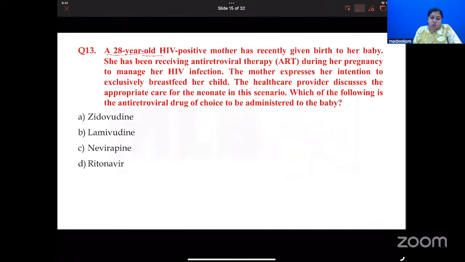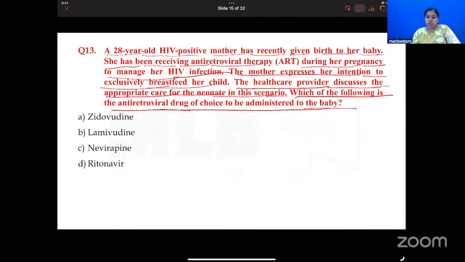A 28-year-old HIV positive mother has recently given birth to her baby. She was not receiving any form of antiretroviral therapy during her pregnancy to manage her HIV infection. The mother expresses her intention of exclusive breastfeeding of her child. The healthcare provider discusses the appropriate care for the neonate in this scenario. Which of the following is the antiretroviral drug of choice to be administered to the baby?